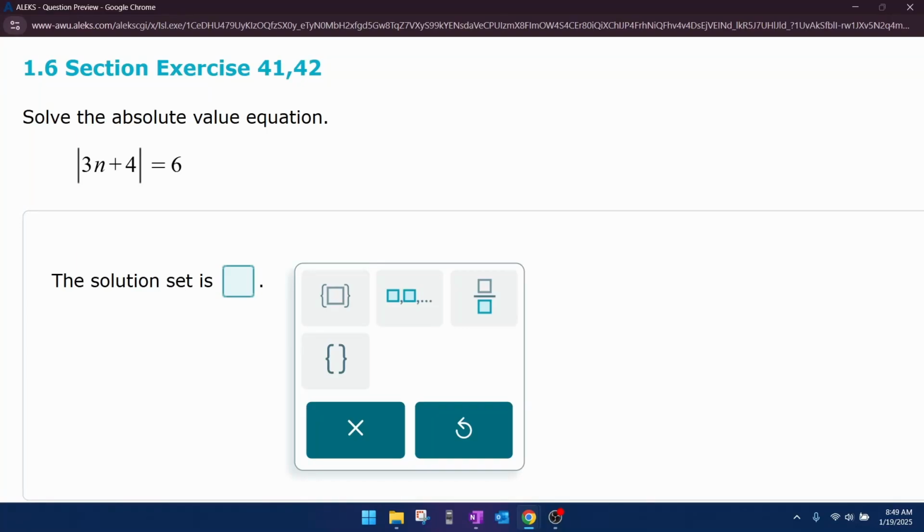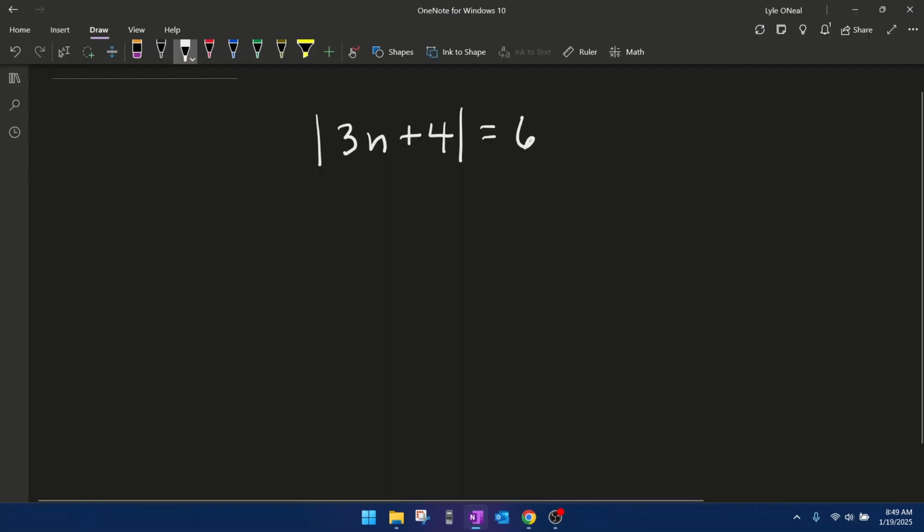Question number 1 from our college algebra homework number 1 in ALEKS. Here they want us to solve the absolute value equation, which says the absolute value of 3n + 4 equals 6. I'm going to copy this into my scratch work so I can explain everything you need to know about solving an absolute value equation.